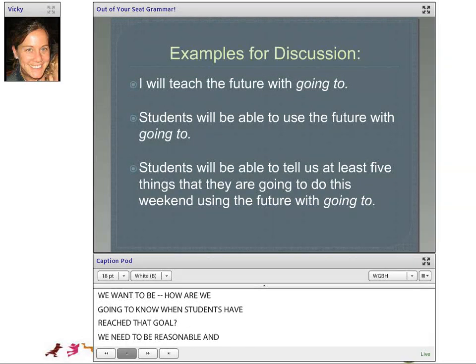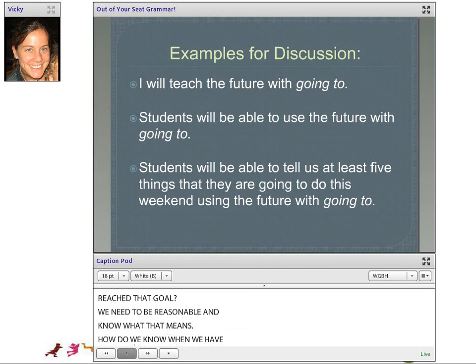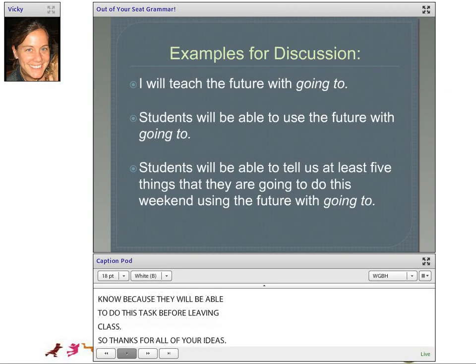So I think the third example here is probably the best. Students will be able to tell us at least 5 things that they are going to do this weekend using the future going to. So it's specific, it's reasonable. Probably by the end of one class they would be able to tell us 5 things, and we will know when they have reached their objective, and they will also know because they will be able to do this task before leaving class. So thanks for all of your ideas, and I think we have a better idea now about writing a clear objective.